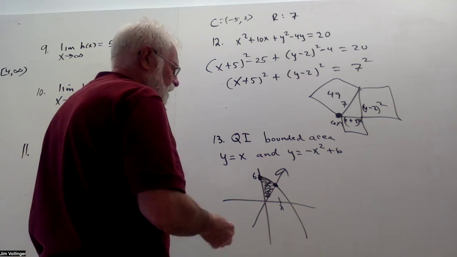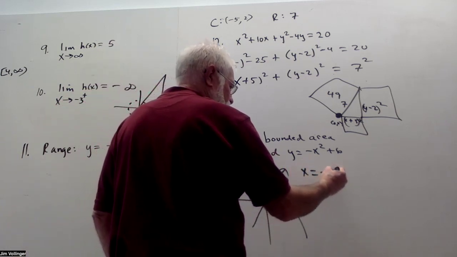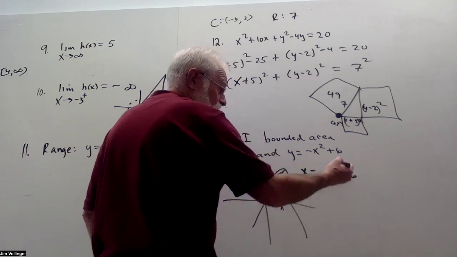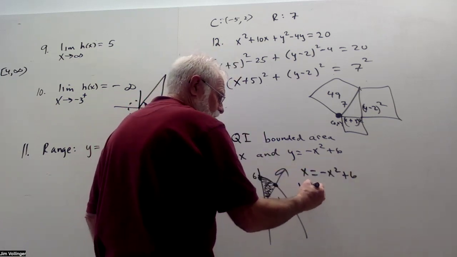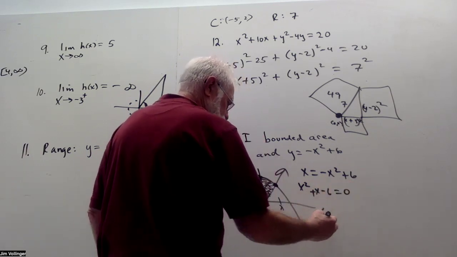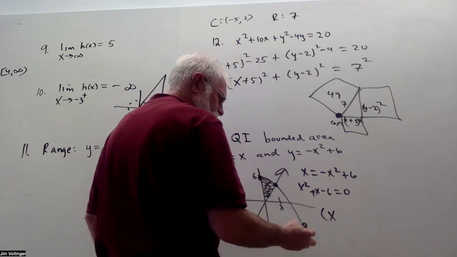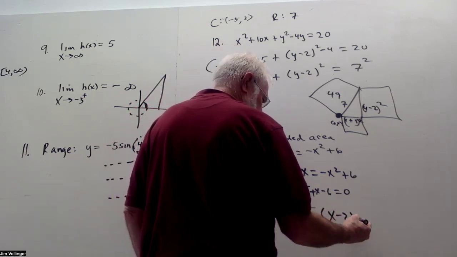So what do you think? I guess we could always solve it. We could say, when does x equal -x squared plus 6? Of course, you have to have the skills. So x squared plus x minus 6 equals 0. Looks to me like we've got x minus 2 and x plus 3.